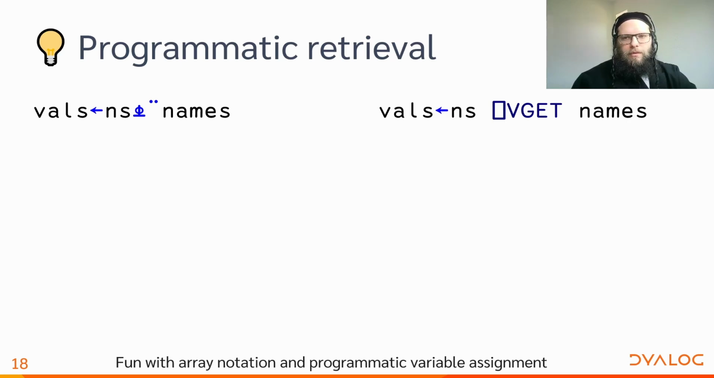So we have quad VGet to get the value of one name or multiple names. And again, it can take a namespace as left argument. If you leave out the namespace argument, it will just do it from the current namespace.